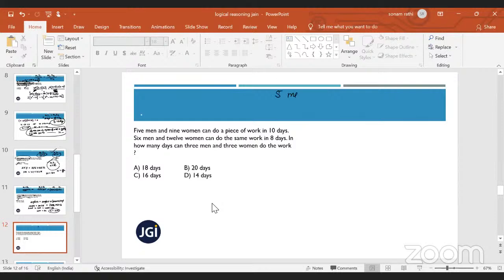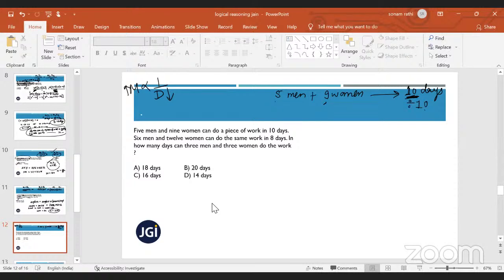5 men plus 9 women can do a piece of work in 10 days. Now tell me, if I want to make this right hand side 10 into 1, instead of 10, I want to make it 1. What should I do? I should divide it by 10. But if I'm dividing 10 here, should I divide 10 here also and here also? Tell me. We know men and days are inversely proportional. So if days are reduced, men should be increased, right?